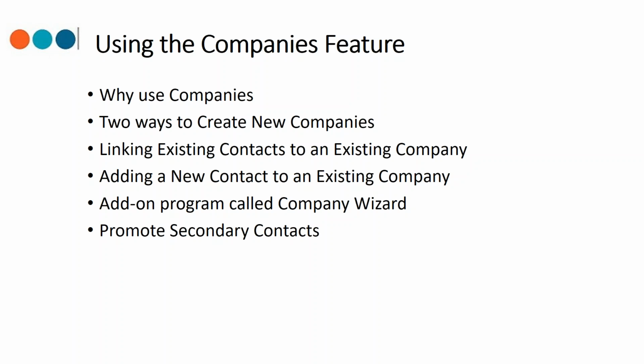The information we're sharing with you this morning uses a feature called Companies within ACT. It's a feature we found a lot of people have not been using, or maybe haven't quite understood exactly what it can do for them. So we're going to show you why you would want to use the Companies feature within ACT, how to create companies, and how to link existing contacts and new contacts to companies. We're also going to talk about a little program called the Company Wizard that will help if you have a lot of contacts and you want to use this company feature, so you can get this all set up within ACT pretty efficiently without a lot of manual work.